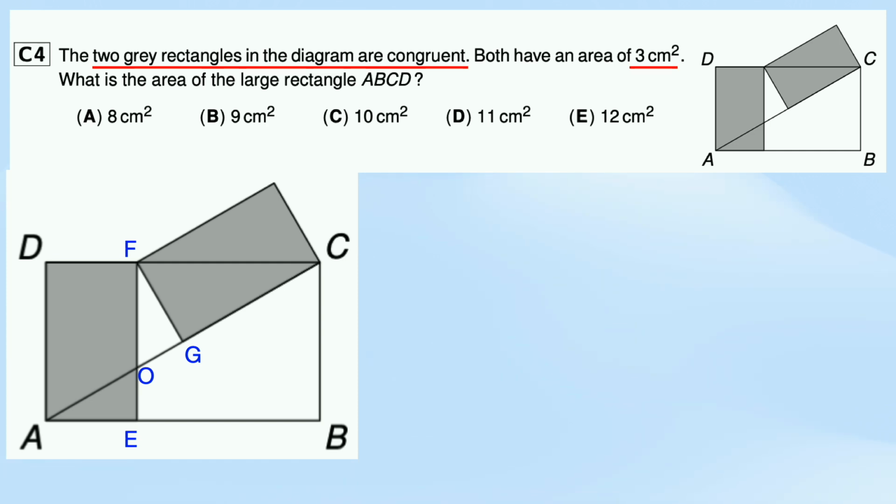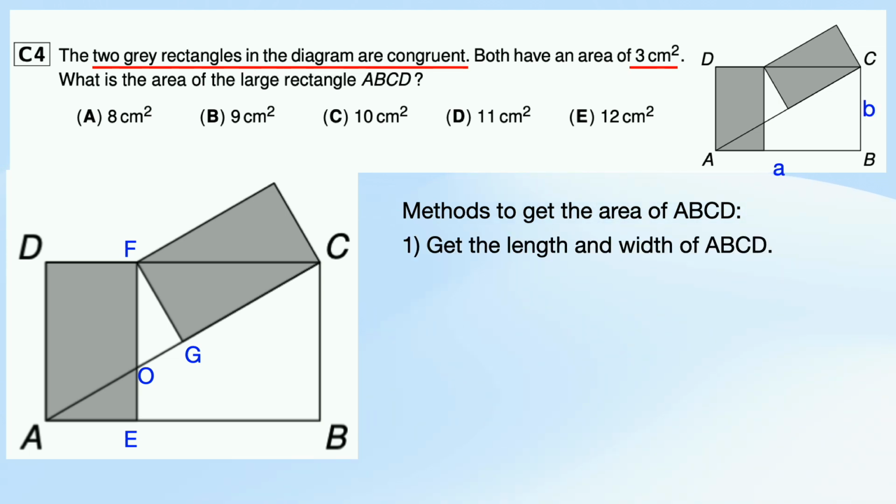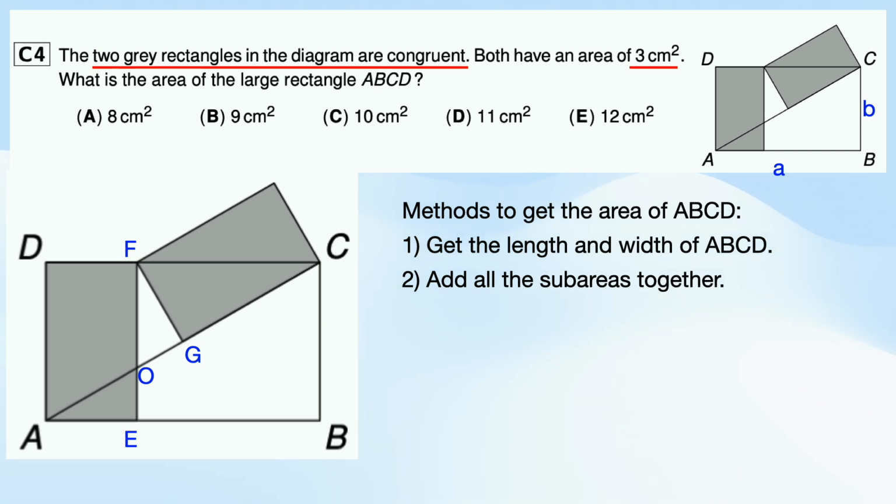To find the area of the rectangle ABCD, we can either get the length and width of ABCD or just add all the sub-areas together to get their total area. Looking at this diagram, the first method doesn't seem promising due to the limited information. So let's try the second approach.